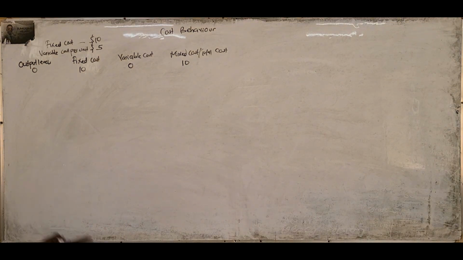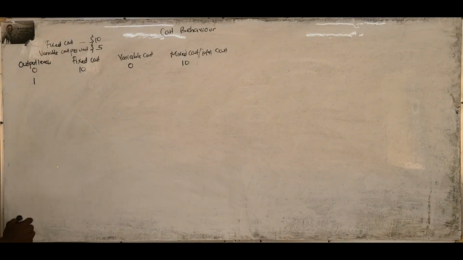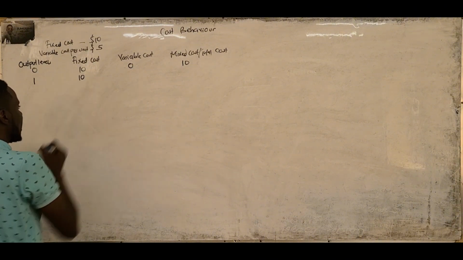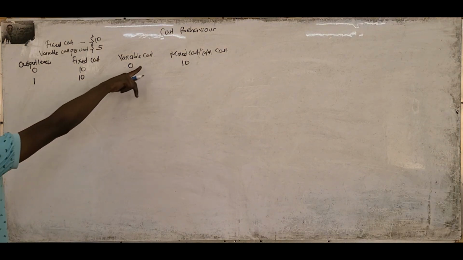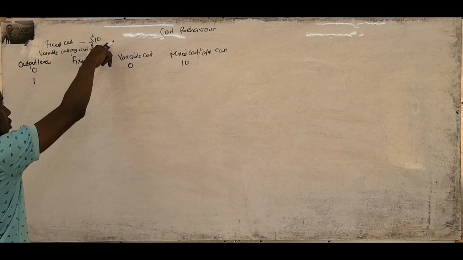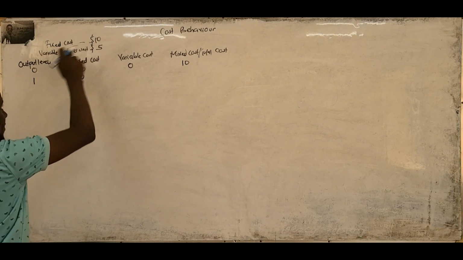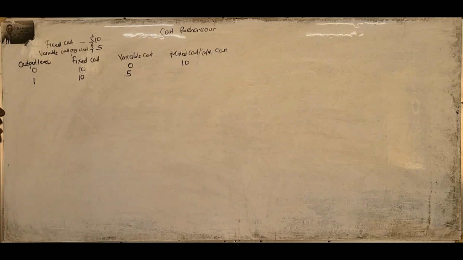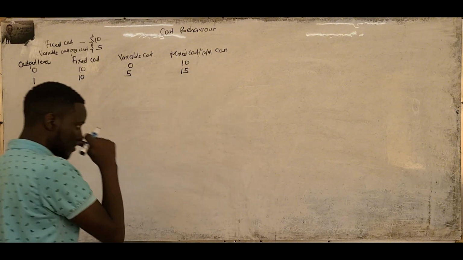Now, when our output level, or the quantity that we are producing, is 1, our fixed cost will still remain. Whether you're producing 1 or 100, it will remain 10. Now, our variable cost, I told you, is the variable cost per unit multiplied by the output level. So it will be 5 times 1, and we shall have 5. Then our mixed cost or total cost will be 15.